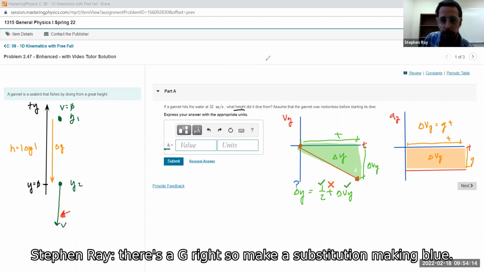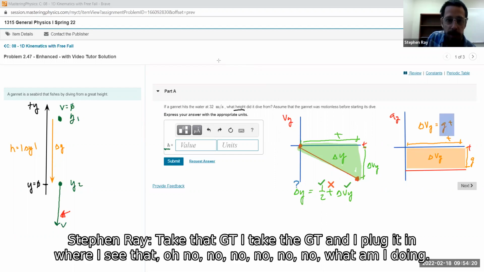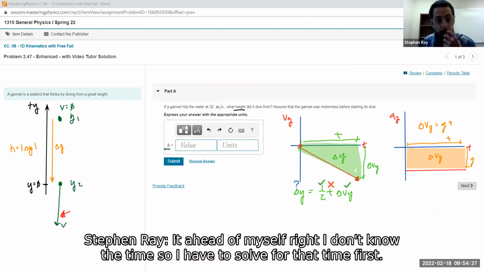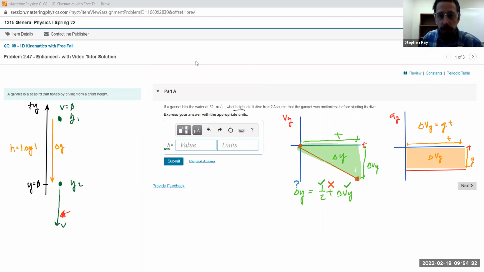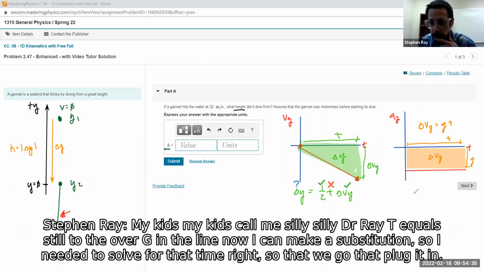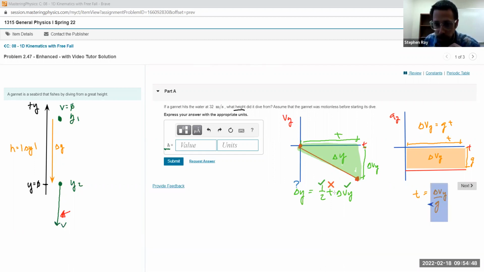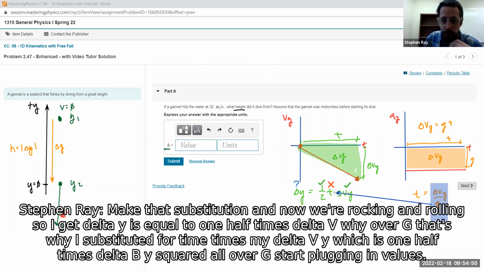All right, so make a substitution. I take that g t and plug it in where I see that. Oh, no. What am I doing? Getting ahead of myself. I don't know the time, so I have to solve for that time first. My kids would call me silly. t equals delta Vy over g in the y. Now I can make a substitution because I needed to solve for that time. Plug it in, and now we're rocking and rolling.